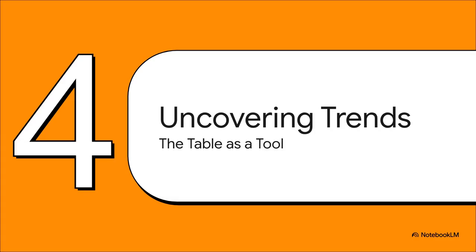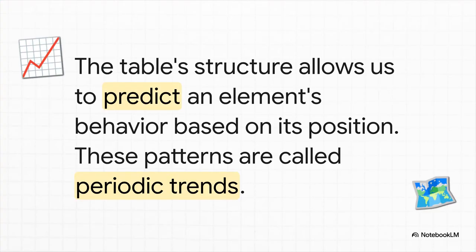Okay, so we've got our perfectly ordered table. Brilliant. But why does this matter so much? What can we actually do with it? Well, this is where the table goes from being just a chart to an incredibly powerful tool. You see, the table's structure isn't just a catalog, it's predictive. Just by knowing an element's address on the table, its position, we can make very good guesses about how it's going to behave. These predictable patterns are what we call periodic trends.